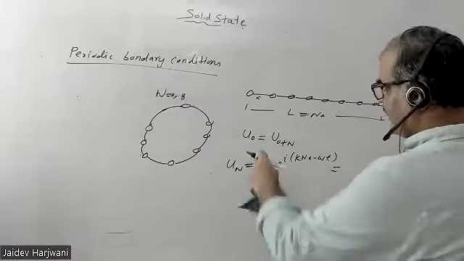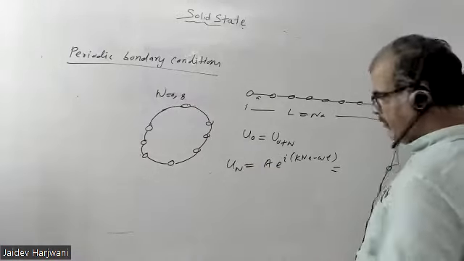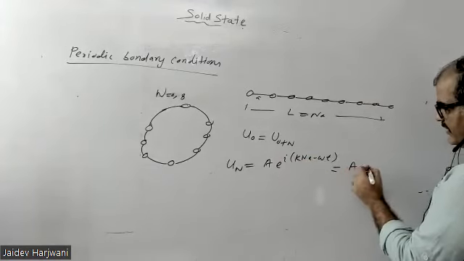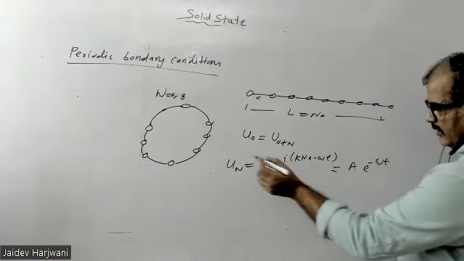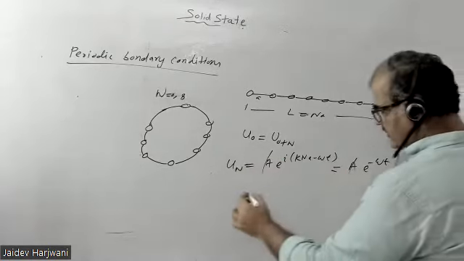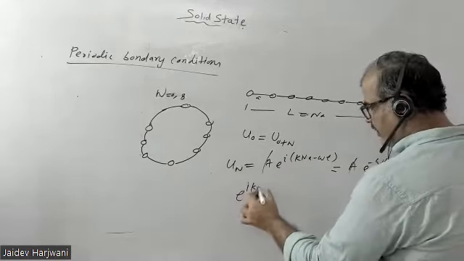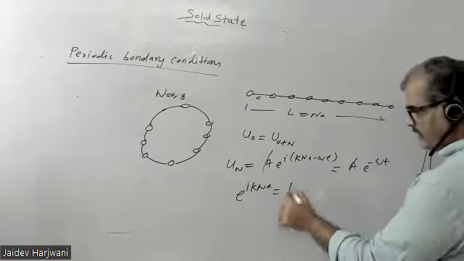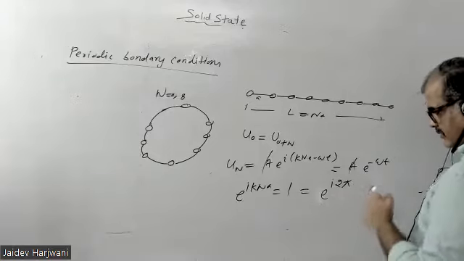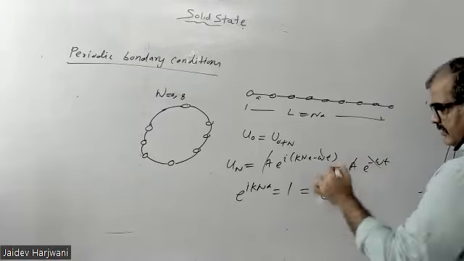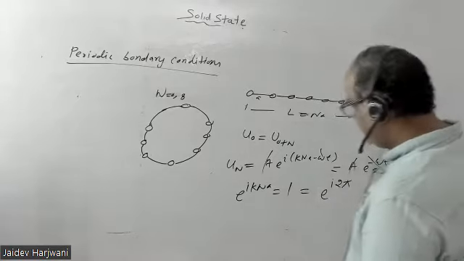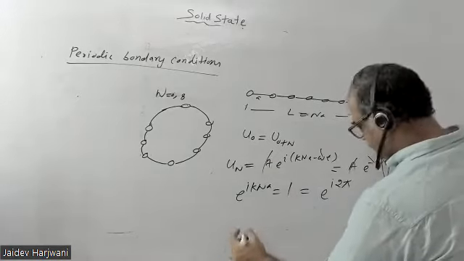So you can now write u_0 equal to u_0 plus n. Now if you put 0 here, this will be 0. You will have only e power minus i omega t. Now both amplitudes are the same, it will cancel. Omega also cancels. So you will get e power i k Na equals 1, and at 1 you can write e power i 2 pi. This term is cancelled, so you get 1. That is equal to e power i 2 pi.